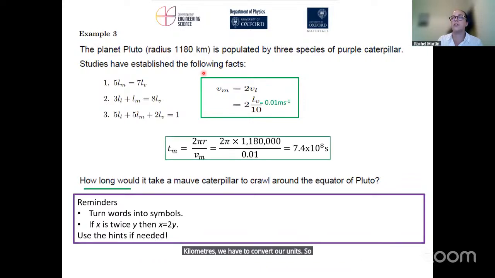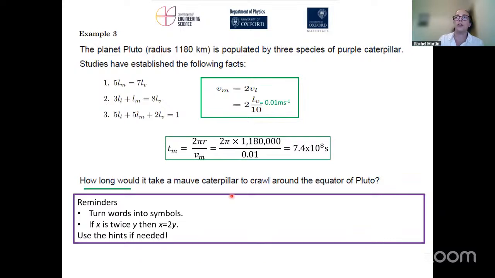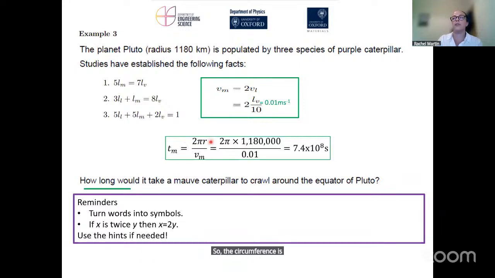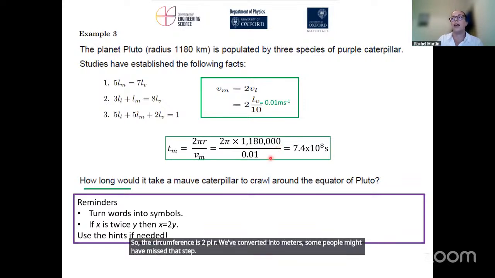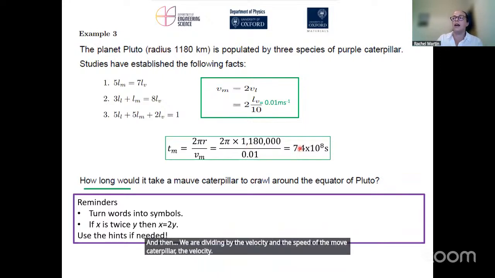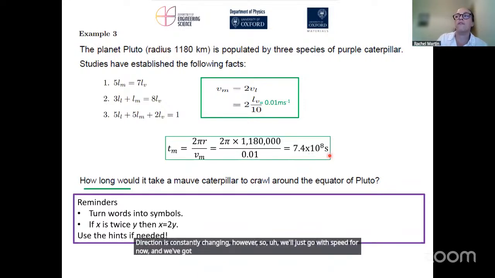So the final step is thinking, well, we're modeling Pluto as a sphere, and crawling round the equator of Pluto will be equivalent to crawling around the circumference of the sphere with this radius, 1,180 kilometers. So the circumference is 2 pi r. We converted into meters. Some people might have missed that step. And then we are dividing by the velocity, the speed of the mauve caterpillar. Direction is constantly changing, however, so we'll just go with speed for now. And we've got 7.4 times 10 to the 8 seconds.